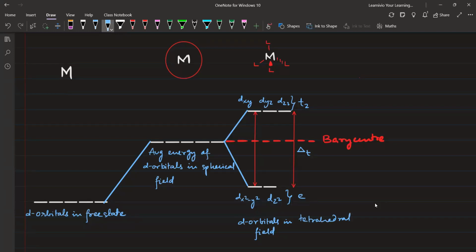Now, the T2 orbitals are going to be above the very center. How much above? 2 by 5 del T. 2 by 5 del T. And E orbitals are going to be below how much? 3 by 5 del T. D orbitals in free state, average energy of the D orbitals in spherical field. D orbitals in tetrahedral field, very center. Yeah, everything is fine.